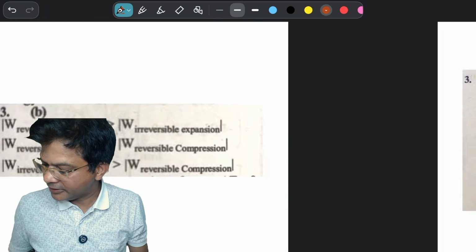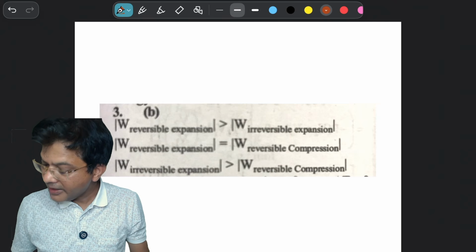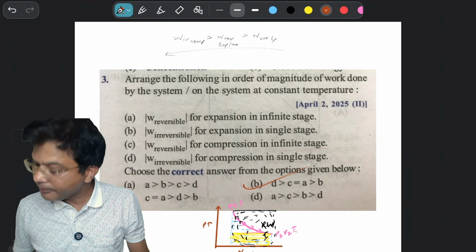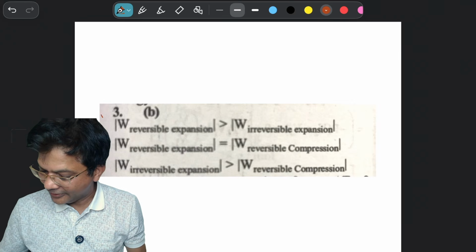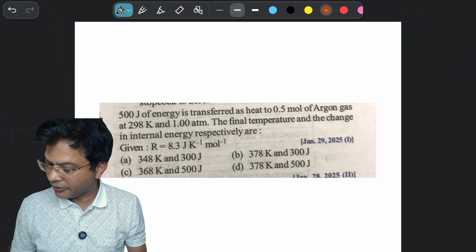Now next question, D was the answer. B. Yeah, B is the answer. Starting with the D, B is the correct answer. Now, see, next question on your screen.